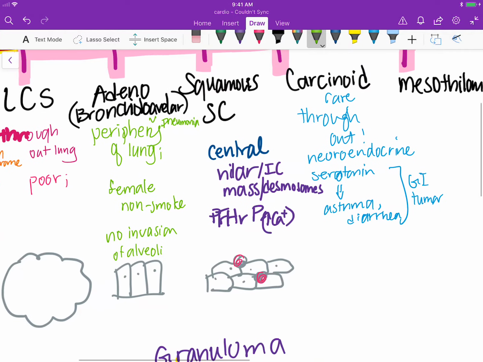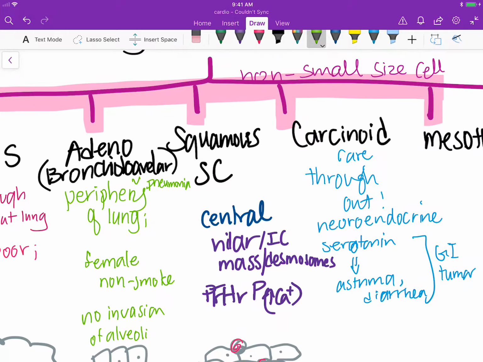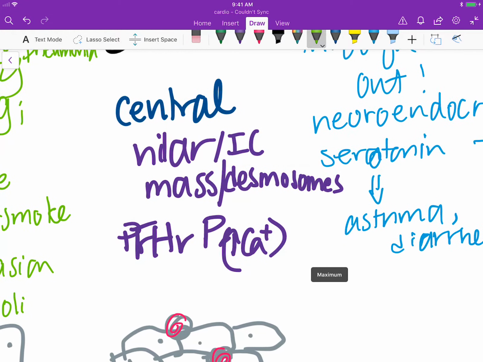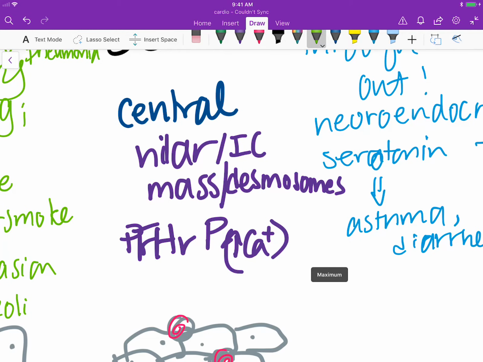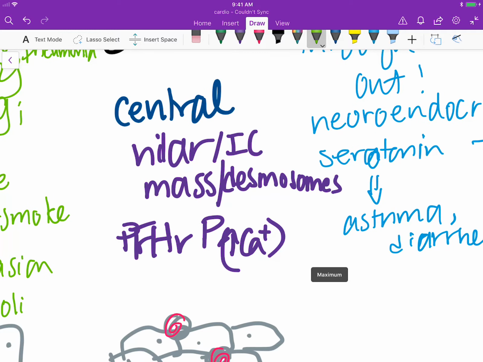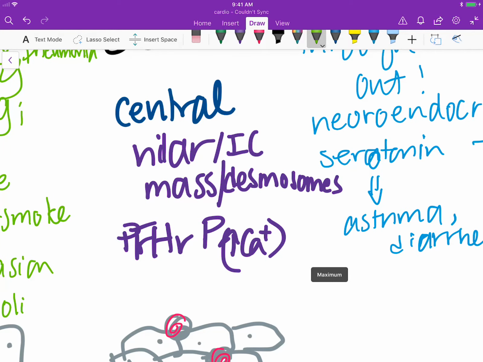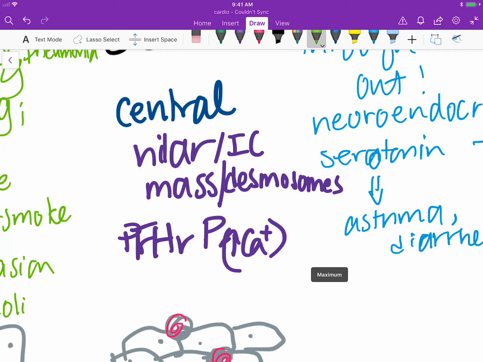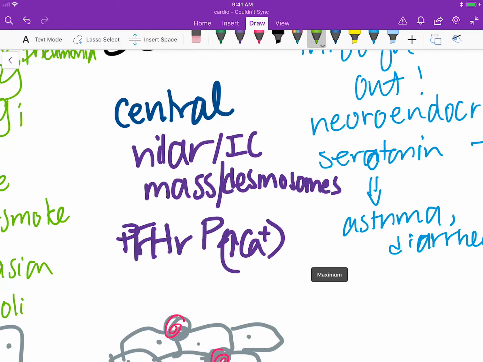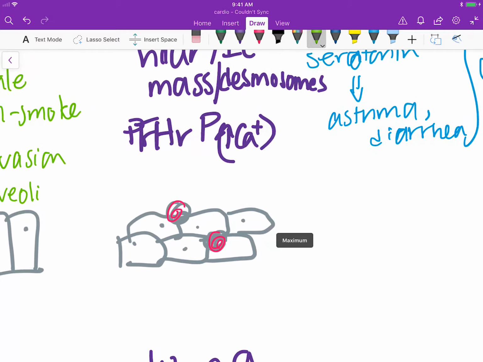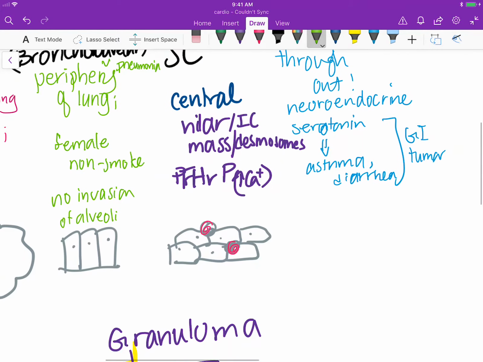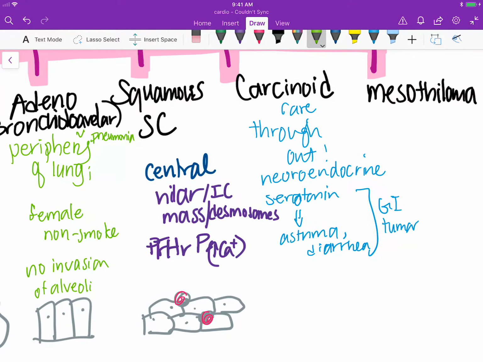Now let's go to the squamous cell carcinoma. This is going to be central, and it's going to be hilar. You're going to see a mass in the hilar part of the lung, and you're going to see intercellular desmosomes. You're also going to see a lot of PTHrP, which is like a mutant version of the PTH hormone, and it's going to cause your body to release calcium. That's why you're going to see increased calcium. And these are squamous cells, and they have these circular nodules.